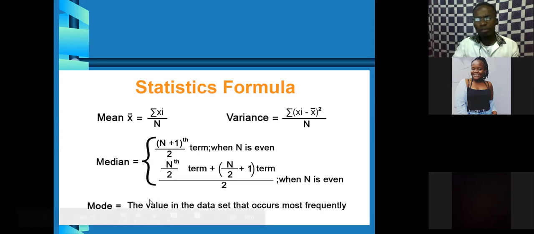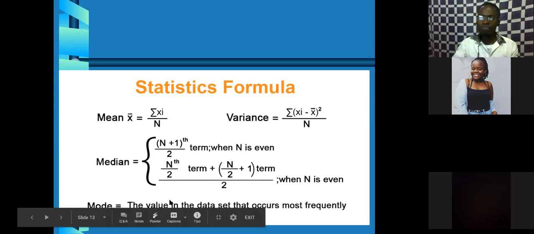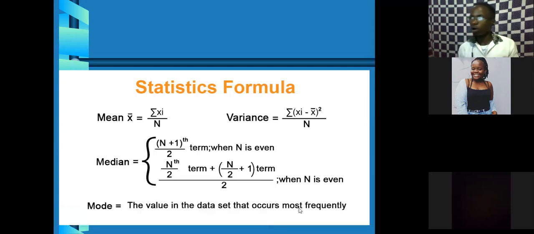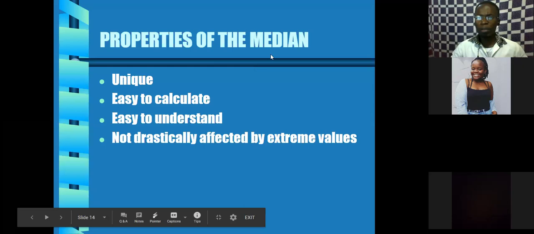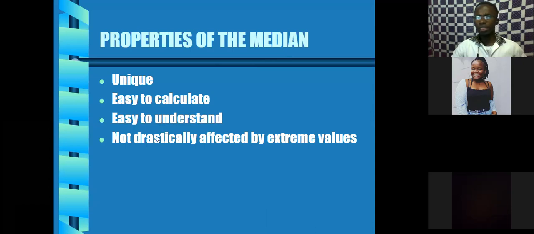Then when you talk about the mode, we're talking about the value in the data set that occurs most frequently, okay. The one that occurs most frequently is what is referred to as the mode. So, properties of the median: it is unique to calculate, it is easy to understand, and, like I already mentioned, it is not drastically affected by extreme values.